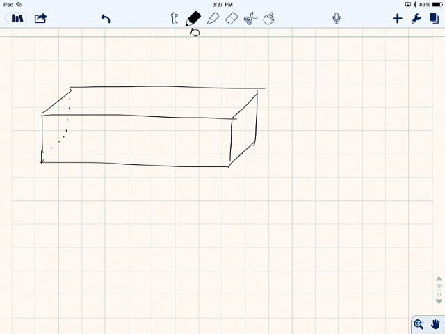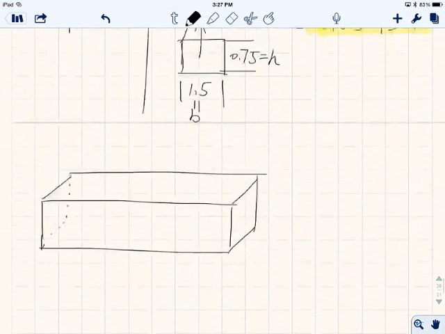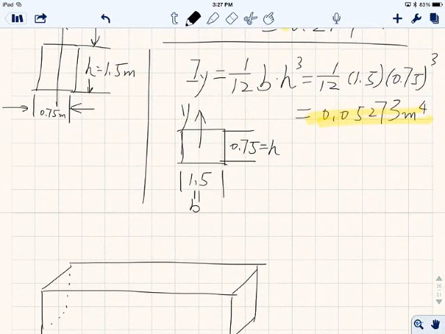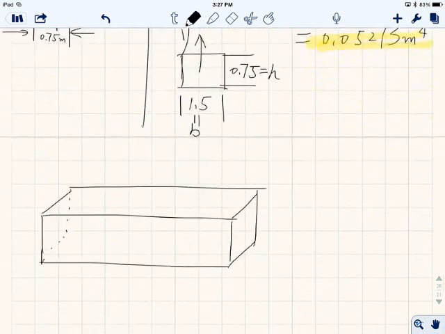Okay, anything wrong? Or you guys didn't get to write down the notes?